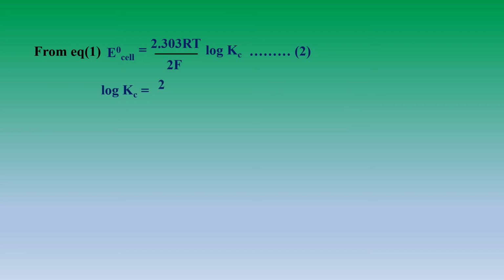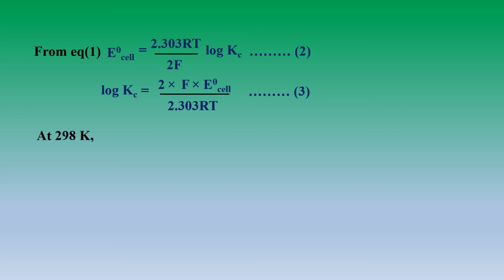Further, log Kc is equal to 2 into F into E naught of cell divided by 2.303 RT. We are interested in the Kc value, that is the equilibrium constant, so log Kc is equal to 2 into F into E naught of cell divided by 2.303 RT. This equation is rearranged to get this equation. This is equation number 3.